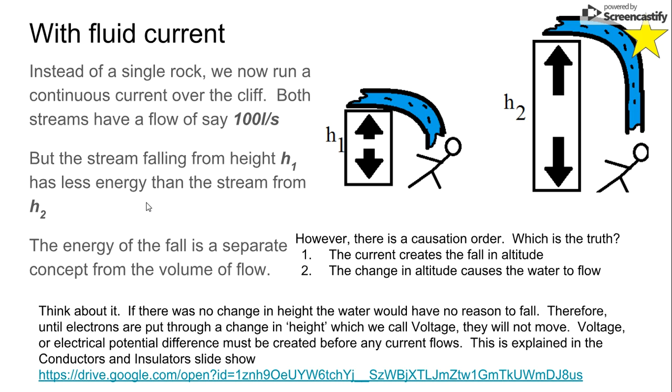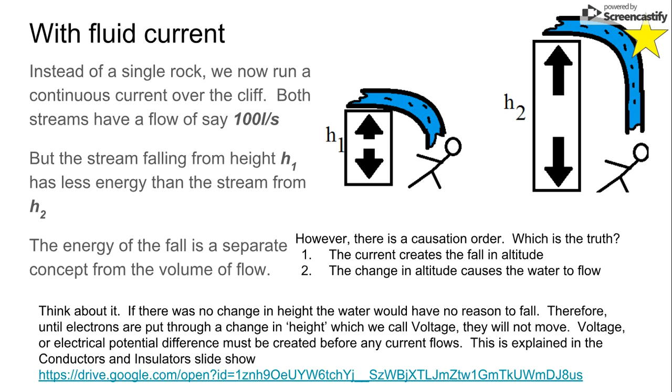The fall itself or the water going over the fall? If you think about it, if there was no change in height, the water would have no reason to fall. Therefore, until you have a change in height, the water will sit still. Turn the flowing water to flowing electrons. Unless the electrons are put through the equivalent of a change in height, which we call voltage, they're not going to move.